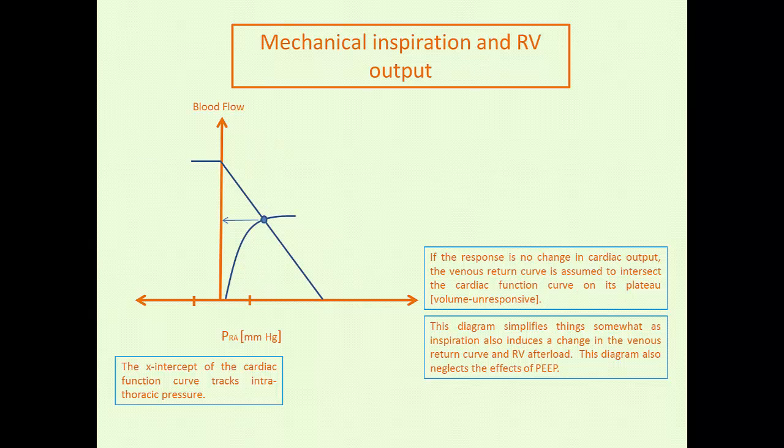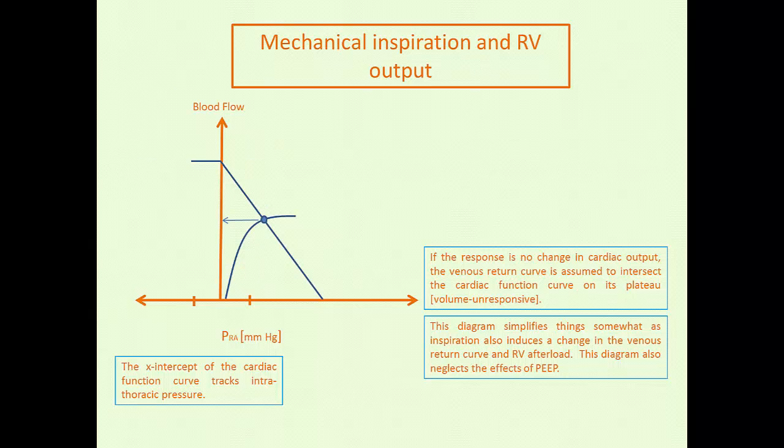because, as you probably recall from chapters 3 and 4, the act of inspiration, whether it's spontaneous or mechanical, actually induces changes in the venous return curve. It tends to shift the venous return curve rightwards a little bit, and it may even increase the resistance to venous return. And the increase in lung volume that you get with an increasing transpulmonary pressure, again, whether spontaneously induced or mechanically induced, tends to afterload the RV a little bit and may shift the cardiac function curve down and to the right a little bit.